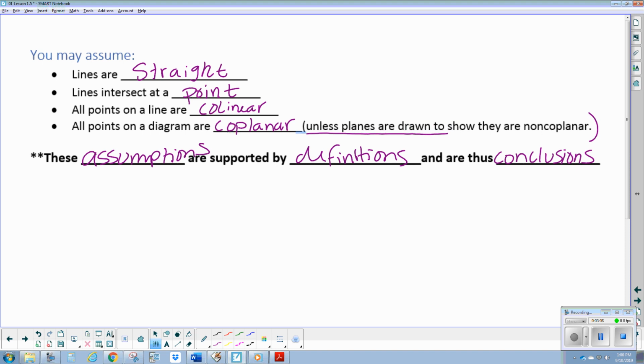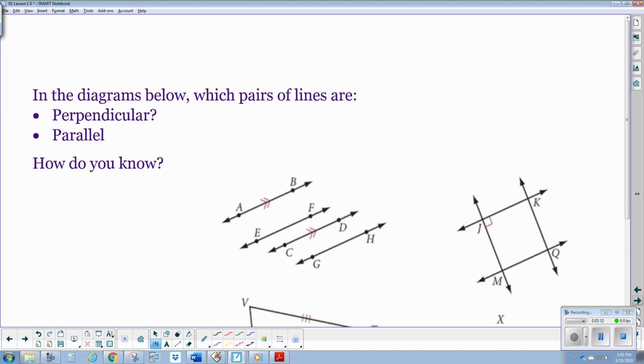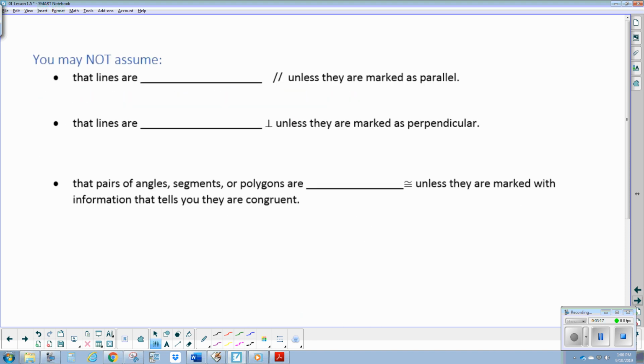We're not really assuming that lines are straight. The definition of a line is that it is a straight collection of points. It goes on forever. I'm going to come back to this one. Things that we cannot assume are that lines are parallel. Here's the symbol for parallel. So we cannot assume lines are parallel unless they're marked as parallel.